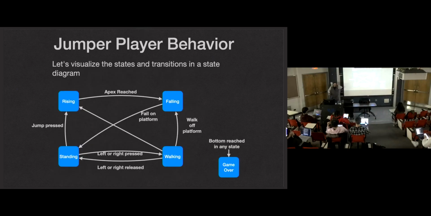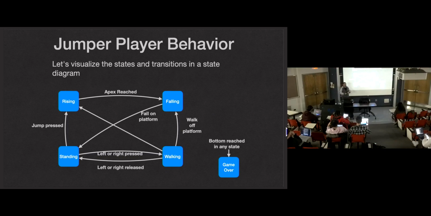And here's my state diagram. If I'm standing and I press left or right, I'm going to go to the walking state, release it, I'm going back to standing, hit the jump button, I'm rising. One place, if you look through the code in the repo, I do have some of the code in the examples repo already. This is a spot where I do use an if statement.